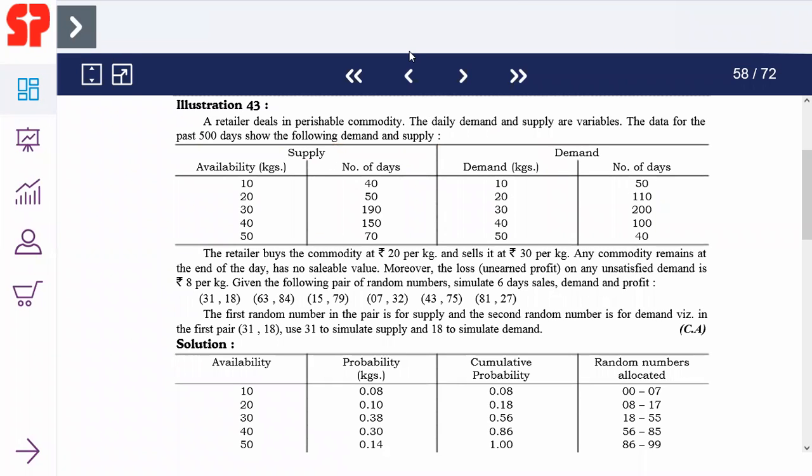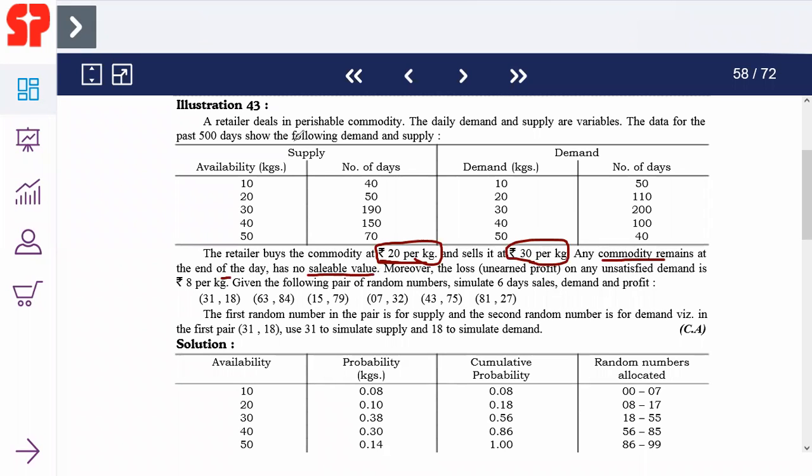Now, a retailer buys the commodity for 20 per kg. So the supplier supplies it to him for 20 per kg, and the retailer sells the same commodity for 30 per kg. Any commodity that remains at the end of the day has no saleable value.